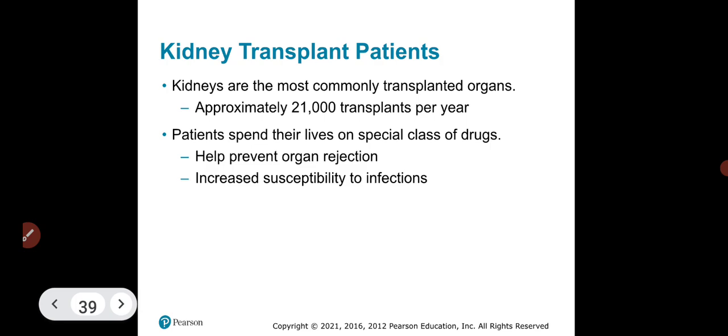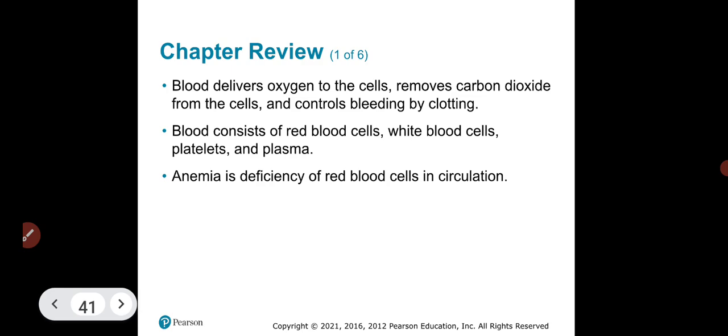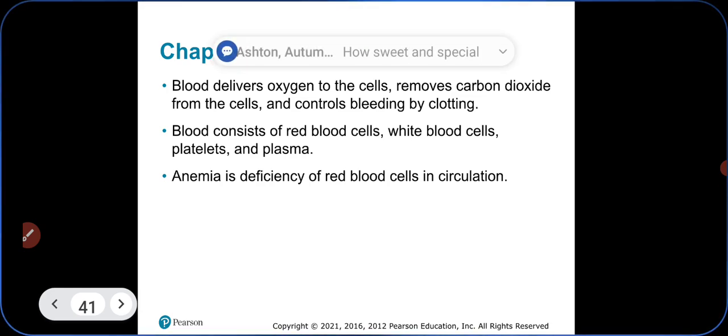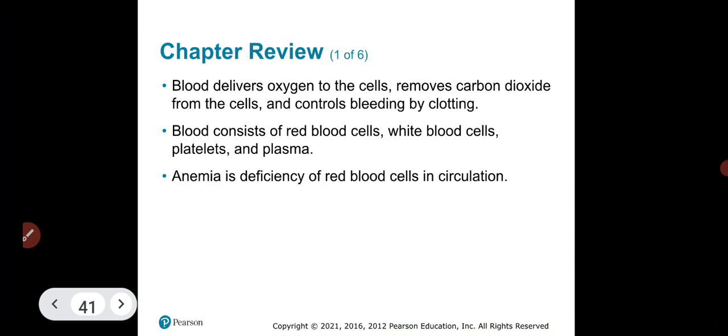Kidney transplant patients. Kidneys are the most commonly transported organs, approximately 21,000 transplants per year. Patients spend their lives on a special class of drugs that helps prevent organ rejection but increases susceptibility to infections. Chapter review. Blood delivers oxygen to the cells, removes carbon dioxide from the cells, and controls bleeding by clotting. Blood consists of red blood cells, white blood cells, platelets, and plasma.